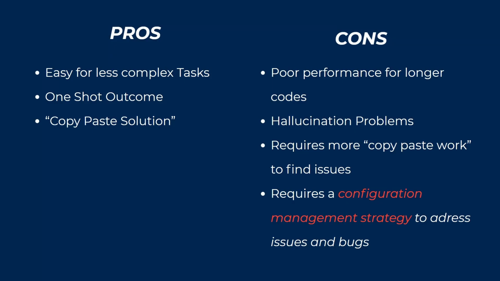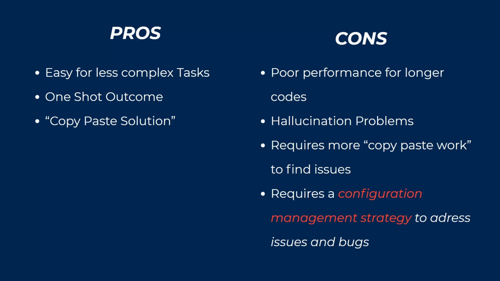So I have pros and cons for you. The good thing about this method is that it's easy for less complex tasks. It's kind of a one-shot outcome. You just type in, you get your outcome, and with large context windows, with Gemini, I know, for instance, using Gemini Pro, that you don't have issues generating a very long code. And it's almost a copy-paste solution, which is very comfortable.